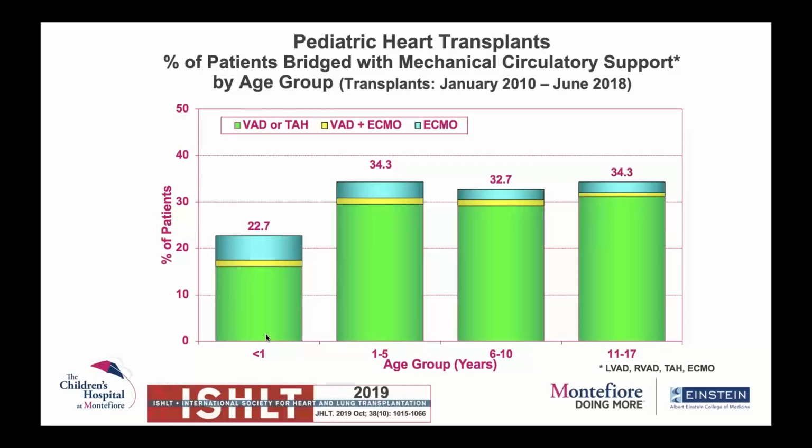We can then look at different age groups for patients who are being bridged with VADs to transplant. Less than 1 year, we have 22%, 1 to 5 years, we have 34%, 6 to 10 is 32%, 11 to 17 is 34%. And again, as you can see, there are more VADs in the current era from 2010 to 2018 than ECMO. In the younger age group, because of their size, sometimes we do not have very good outcomes and options for devices. That is the reason you see almost similar percentages when it comes to more than 1 year of age.